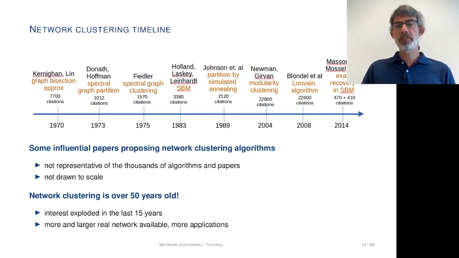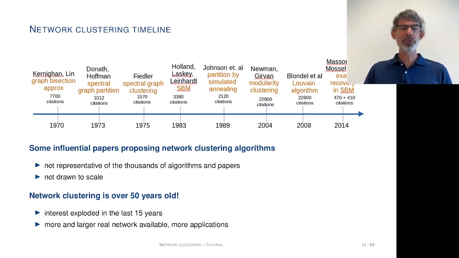Then we jump to 2005, where modularity was first proposed by Newman and Girvan. In 2008, we have the proposal of the Louvain algorithm, which solves for maximum modularity. Then in 2014, we have a couple of papers on the theoretical side establishing the exact recovery threshold for the stochastic block model, two papers published in the same year, one by Abbe and the other by Mossel and his co-authors. Two things to note here: this timeline is definitely not representative of the thousands of algorithms and thousands of papers that have been published in the last 50 years on network clustering.